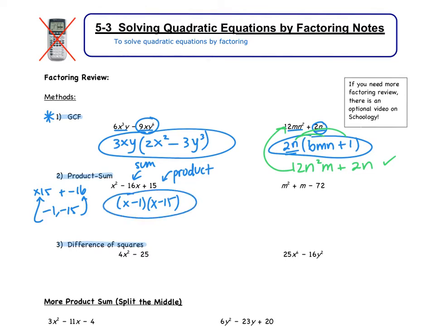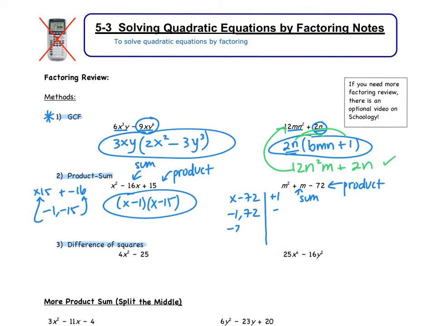So let's look at that next example to the right. Again, this is a product sum problem. We are looking for two numbers whose product is negative 72 and whose sum is 1. So multiplies to negative 72, but adds to 1. It might be helpful for you to make a table. So some numbers that multiply to negative 72. Well, how about negative 1 and positive 72? Those don't add to 1.